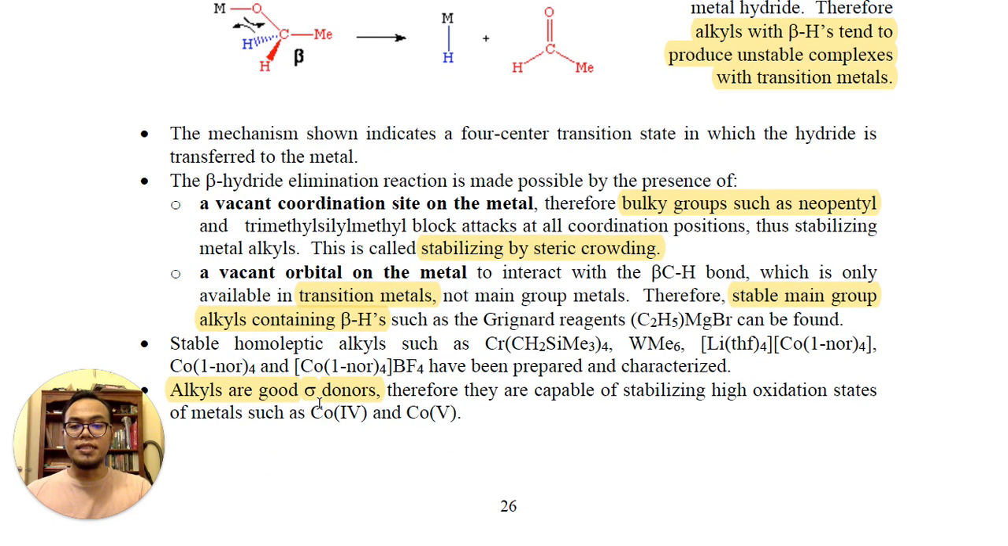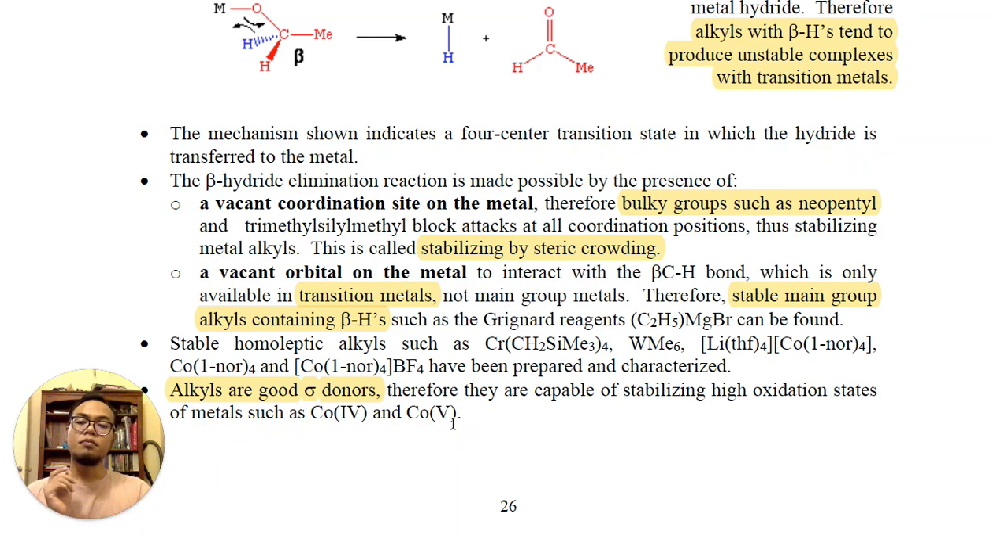Now alkyls are good sigma donors. So that's why they are capable of stabilizing high oxidation states of metals. They are giving electrons to the metals, high oxidation state of metal, for example, cobalt 4 and also cobalt 5.